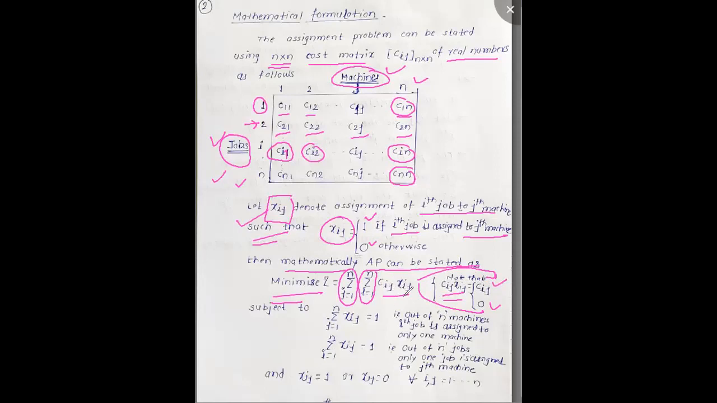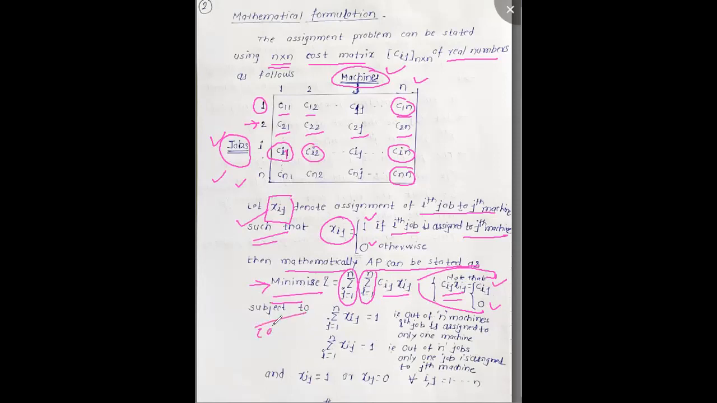So minimize this cost. That means it contains only the cost of performing the ith job on the jth machine when we assign it, and when we do not assign the ith job to the jth machine, this value is 0. So it contains all the cost. So minimize this total cost of performing all the n jobs on n machines, subject to the conditions.